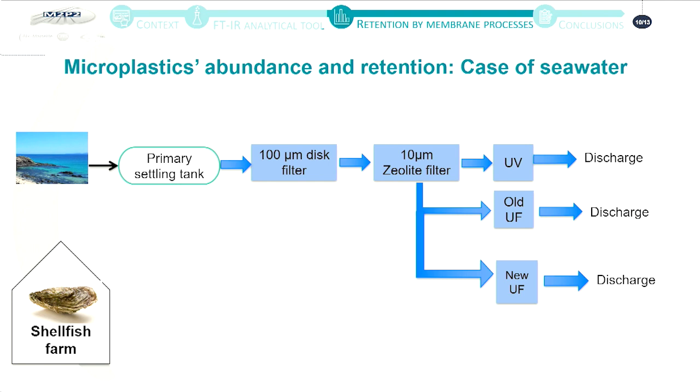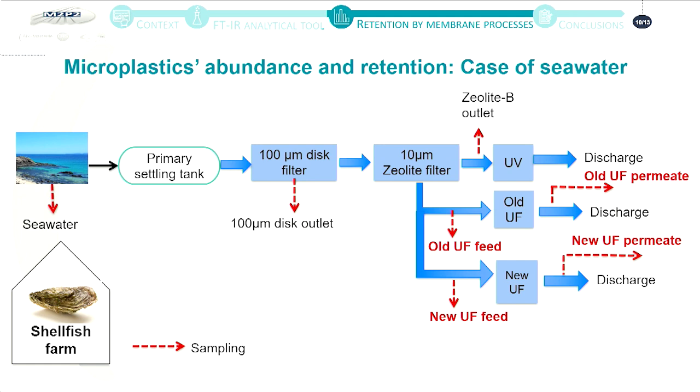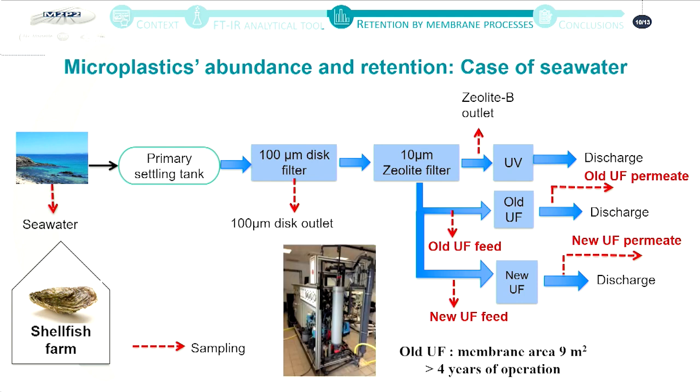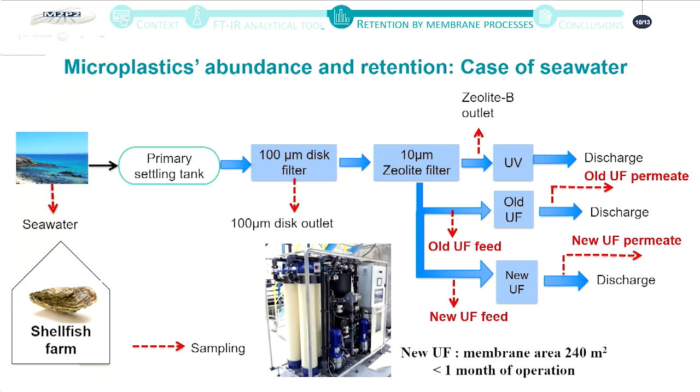And finally, for the case of the seawater treatment line, used in a shellfish farm for aquaculture applications, you can see the different processes of our treatment line. After the zeolite filter, you can have UV or two UF pilot plants that I will explain in more detail. Here you have the different locations where we took the samples. I want to draw your attention to the UF pilot plants. We had the old UF pilot plant here, because it was in operation for more than 4 years, and we had a new UF pilot plant that worked for less than 1 month here. But all 3 samples are after the zeolite filter, the same sample.